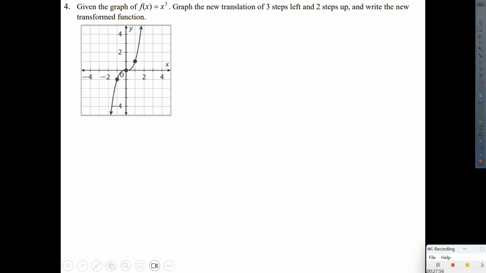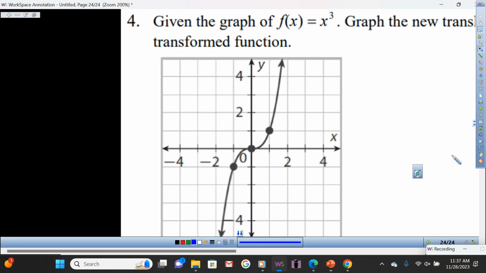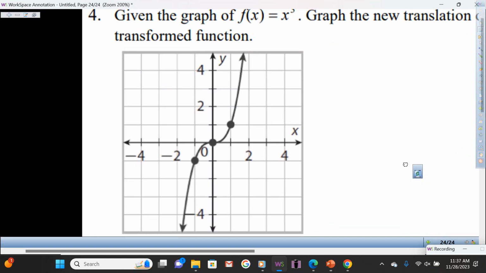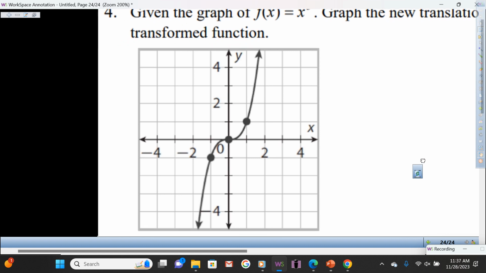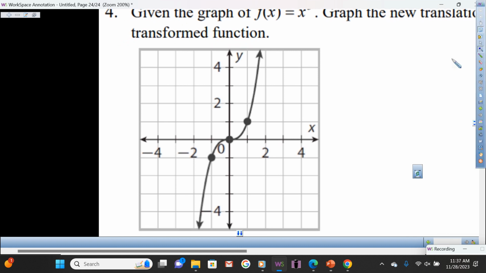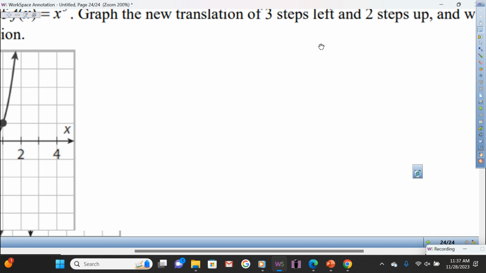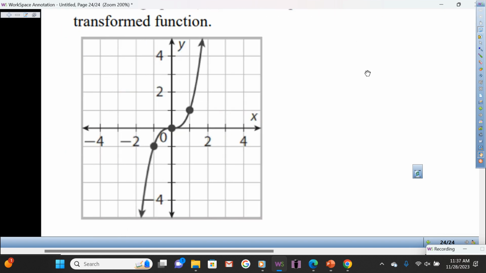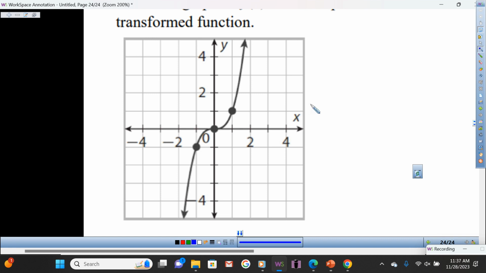Number 4, given the graph of f of x equals x cubed, graph the new translation of 3 steps to the left and 2 steps up. So, let me zoom in. They give us the graph already. Do you see that they give us points? They give us these 3 points, and they want us to move it 3 to the left and 2 up. All right, so let's do that together.